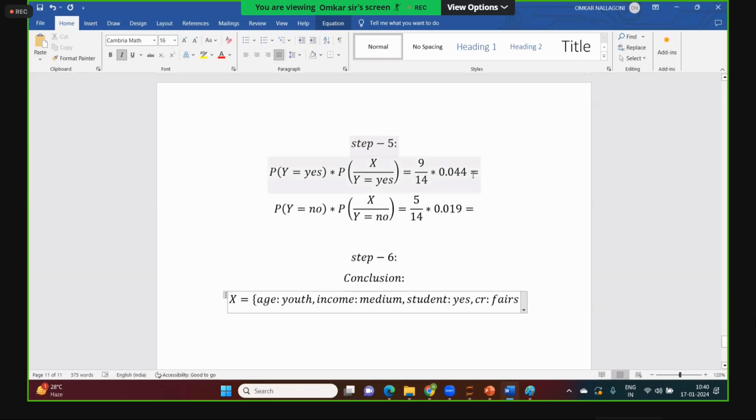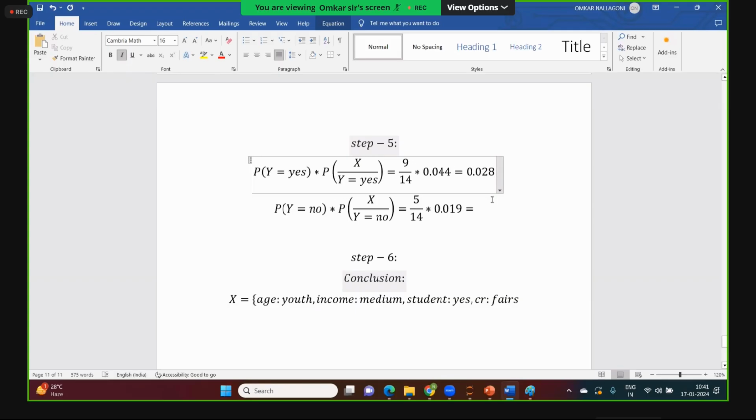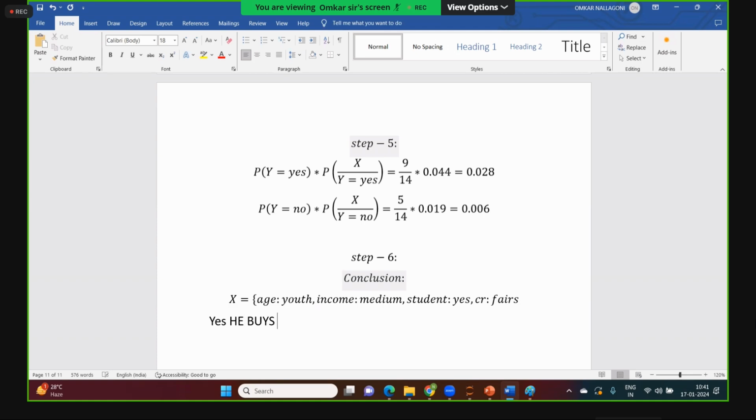9 by 14, how much? Total. 0.028, this one. 0.006. So the conclusion is yes, he buys a computer. This will be taken care of by Python.